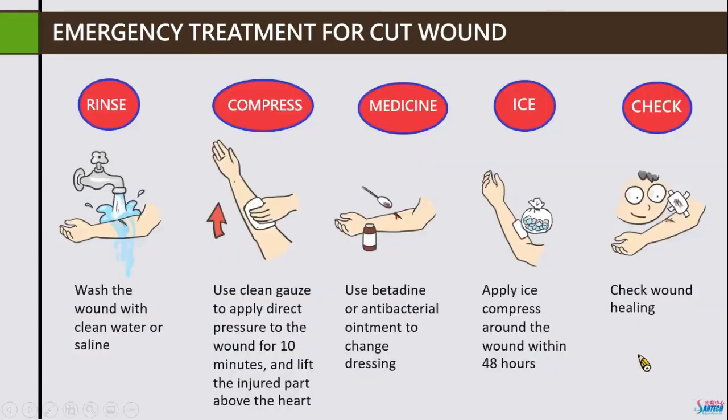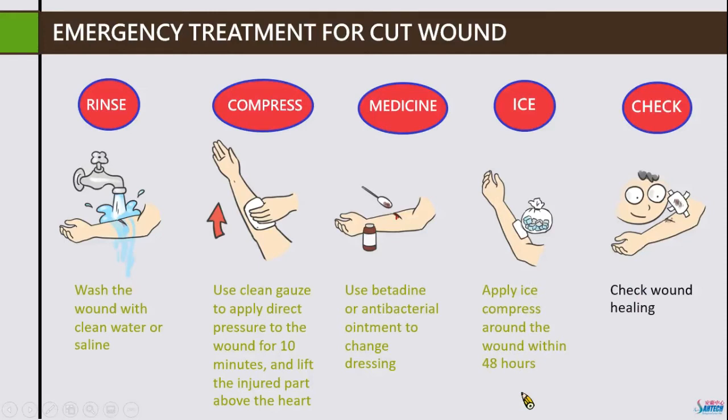Emergency treatment for cut wounds. Wash the wound with clean water or saline. Use clean gauze to apply direct pressure to the wound for 10 minutes and lift the injured part above the heart. Use betadine or antibacterial ointment to change the dressing. Apply an ice compress around the wound within 48 hours. Check wound healing.